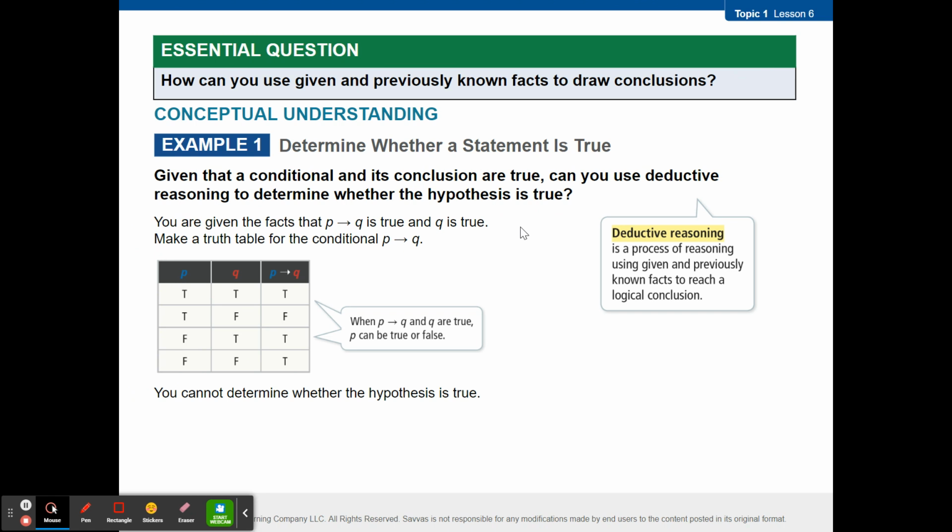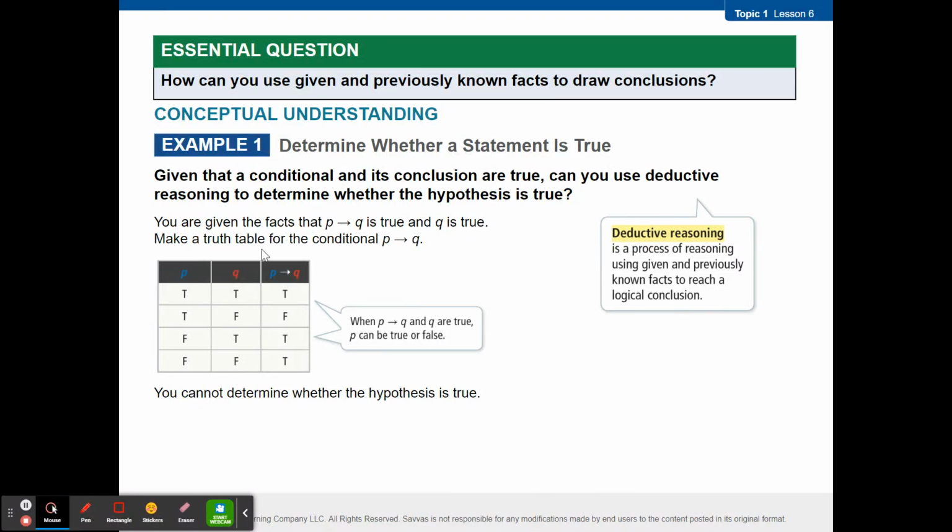Given that a conditional and its conclusion are true, you can use deductive reasoning to determine whether the hypothesis is true. Deductive reasoning is a process of reasoning using given and previously known facts to draw a logical conclusion. You are given the facts that the conditional is true and the conclusion itself is true.